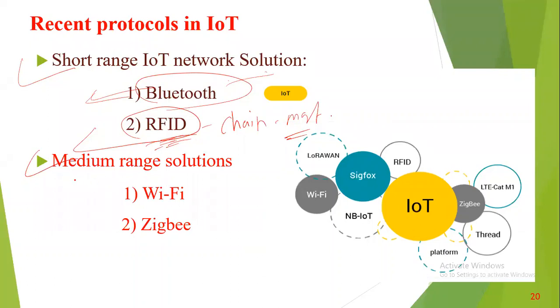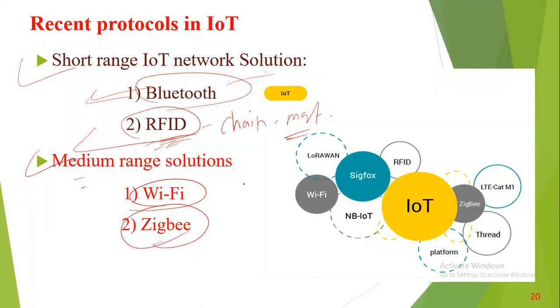As far as the medium range is concerned, Wi-Fi is available. Wi-Fi provides better connectivity and reliability for communication. And if you want to transfer a large amount of data, then Wi-Fi is a better solution. But Wi-Fi is power hungry also. So according to your application, you have to choose a particular protocol.